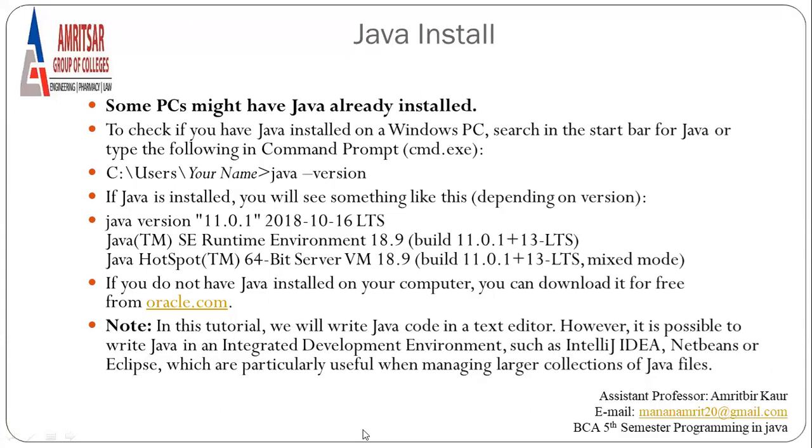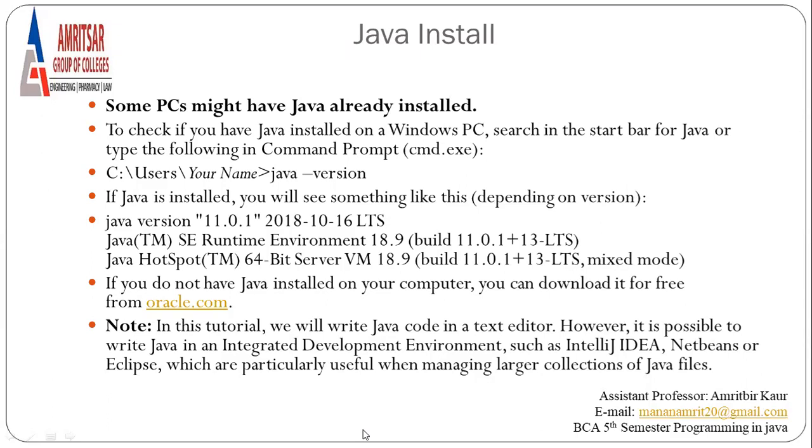Some PCs might have Java already installed. To check if you have Java installed on a Windows PC, search in the start bar for Java or type the following command in command prompt. Sometimes Java is already installed on your system. So if you want to check whether Java is installed or not, you can search in the start bar, and you can also check in command prompt by typing the command java space hyphen version.